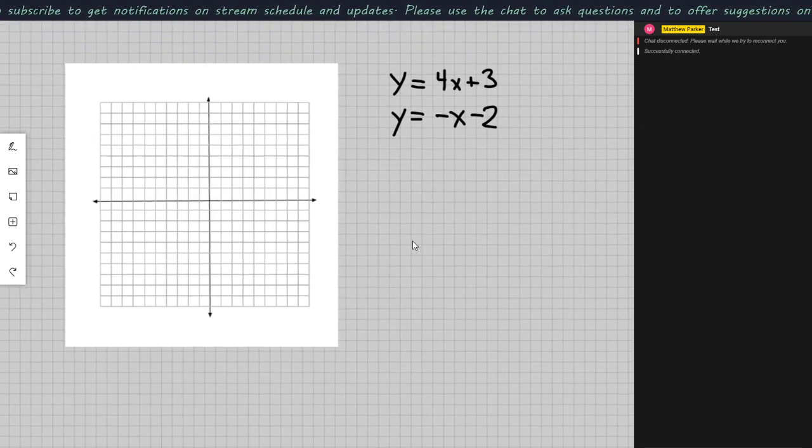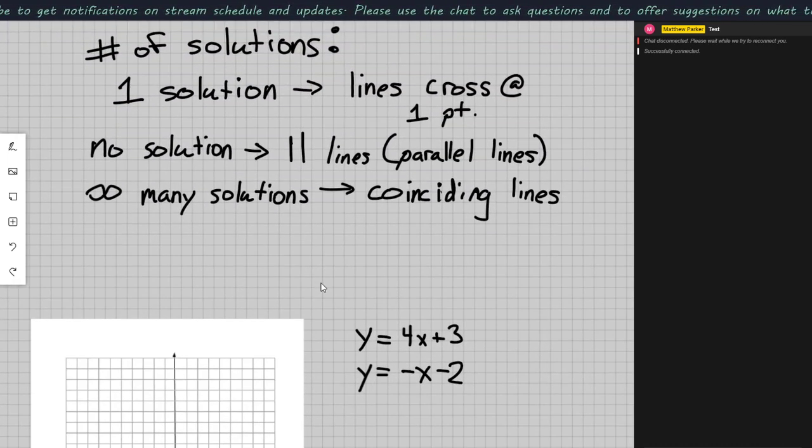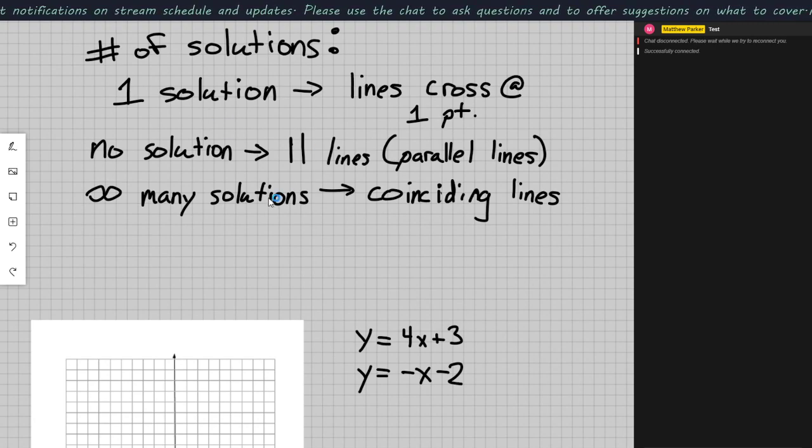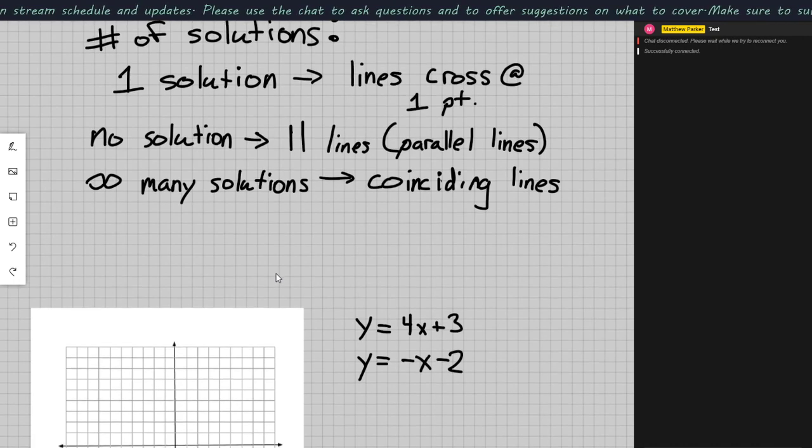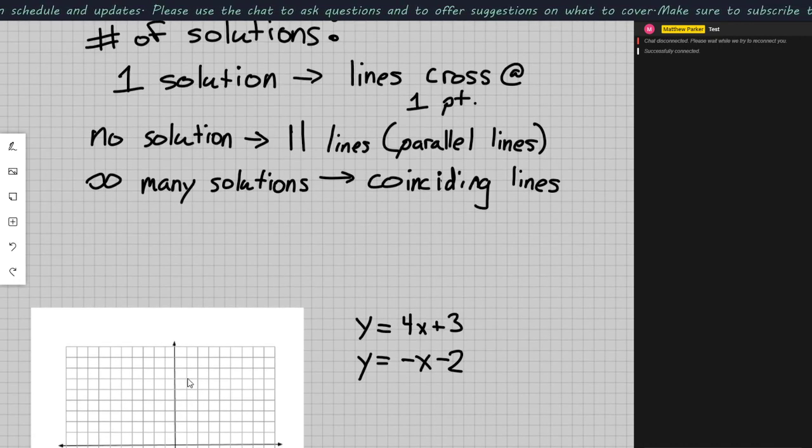So just write those down if you need a refresher. Then I'm going to start working through the problem. I'm going to graph it by hand first, then check it with Desmos, then solve it with substitution, and then finally with elimination.